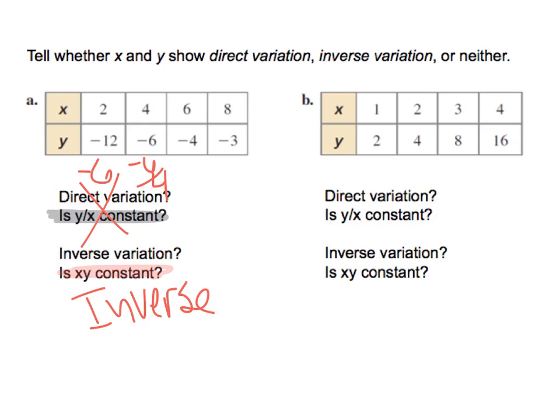If you look at the second one, letter B, we ask, is y divided by x the same thing every time? Well, 2 divided by 1 is 2, 4 divided by 2 is 2, 8 divided by 3 is not 2, so it is not direct.